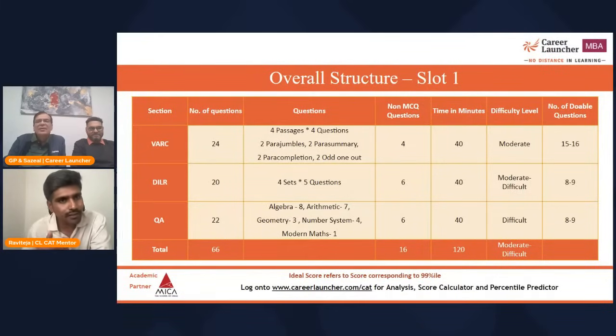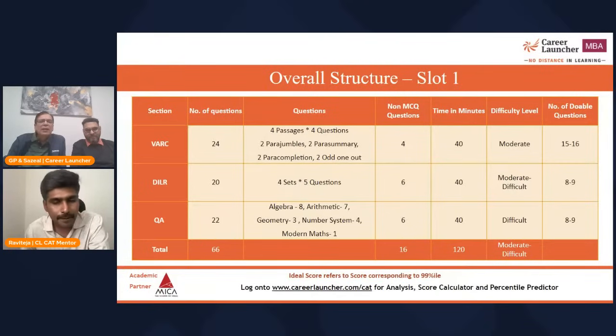The first 16 questions were RCs. After that, there were 2 questions of parajumbles. Then there was para completion. Then there were 2 questions of parajumbles, then 2 questions of odd sentence parajumbles, and then the last 2 questions were para summary. There is no intermixing of these types of questions.